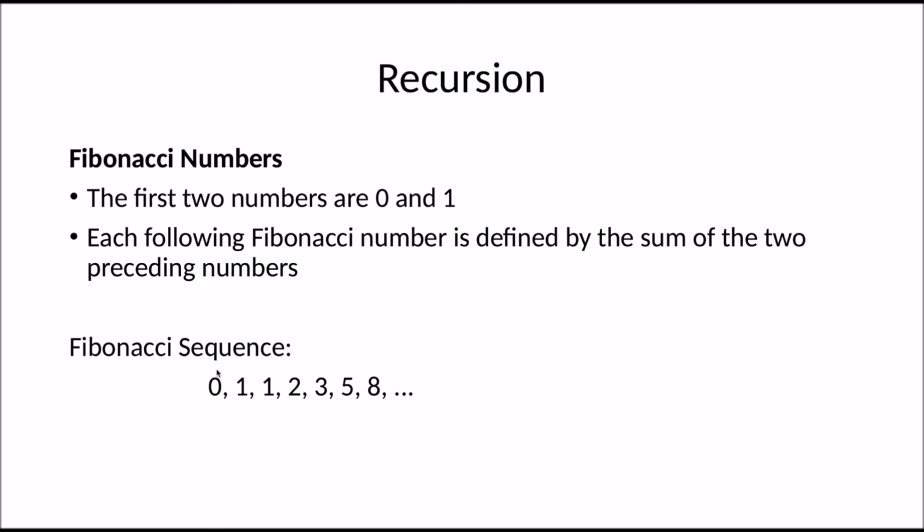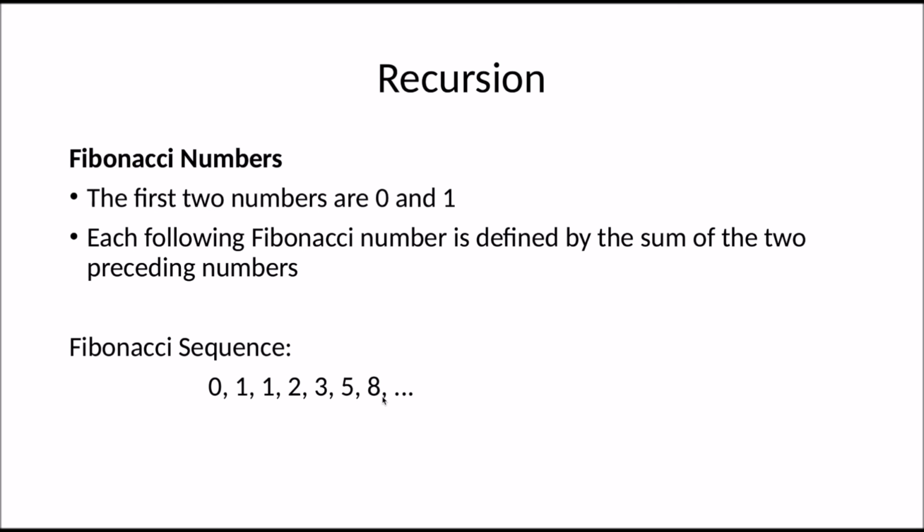0 and 1 are the starting numbers. And then the following number, 1, is defined as 1 plus 0. The next one, 2, is defined as 1 plus 1. Then if I sum up 1 plus 2, I get 3. 2 plus 3, I get 5. 3 plus 5 equals 8, and so on. So I always sum up two values.